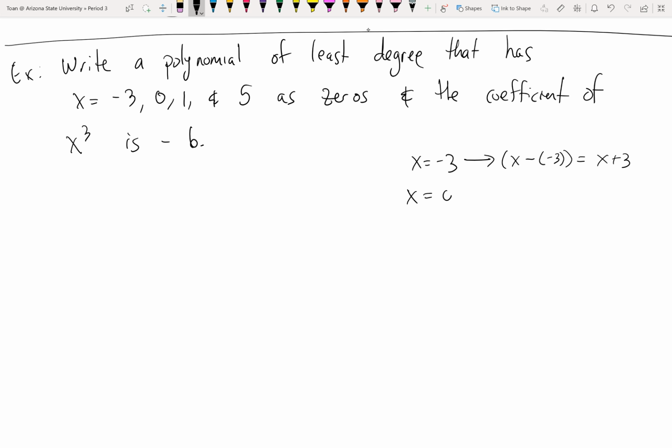His other order is I want x equals 0 to be his answer. Well, according to the factor theorem, that's just x minus 0. Well, if you minus a 0, nothing changes. It's just x. His other order was x equals 1, which translates to x minus 1. And then his last order was x equals 5, which translates into x minus 5. Right? So that was just an application of the factor theorem.